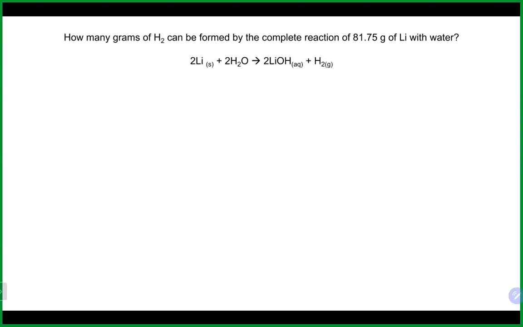One here. So continuing on here, stoichiometry. We want to know how many grams of H2 can be formed by the complete reaction of 81.75 grams of lithium with water. We are using the same equation as we just did, so I'll give you the same numbers there. Once again, lithium 6.941, I think. Oxygen 16. And hydrogen 1.008.